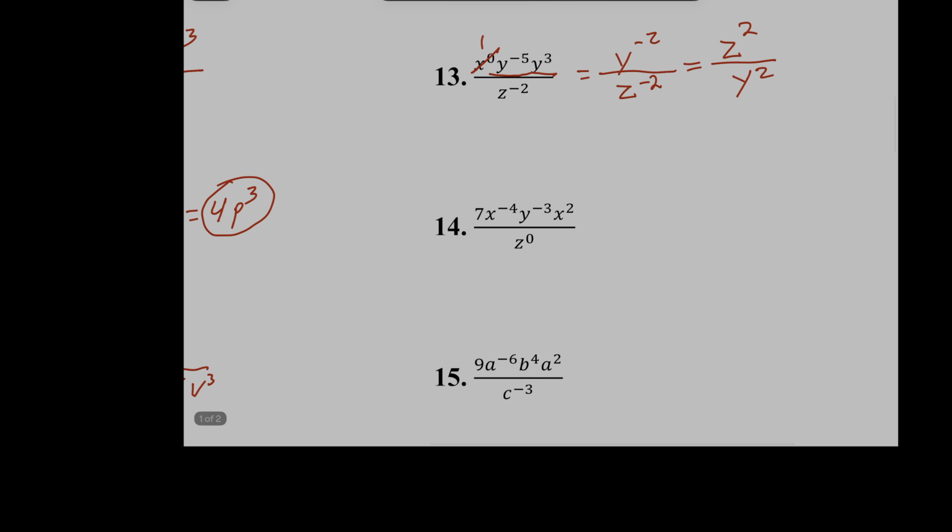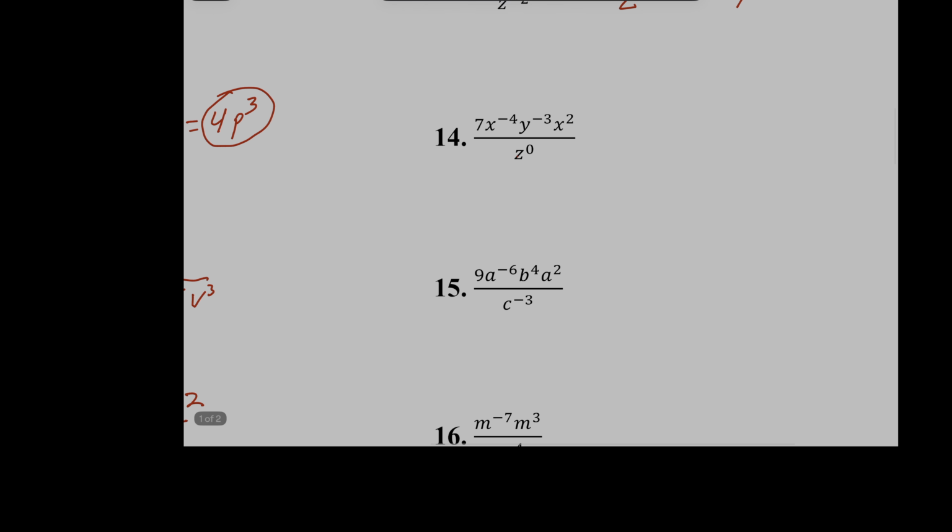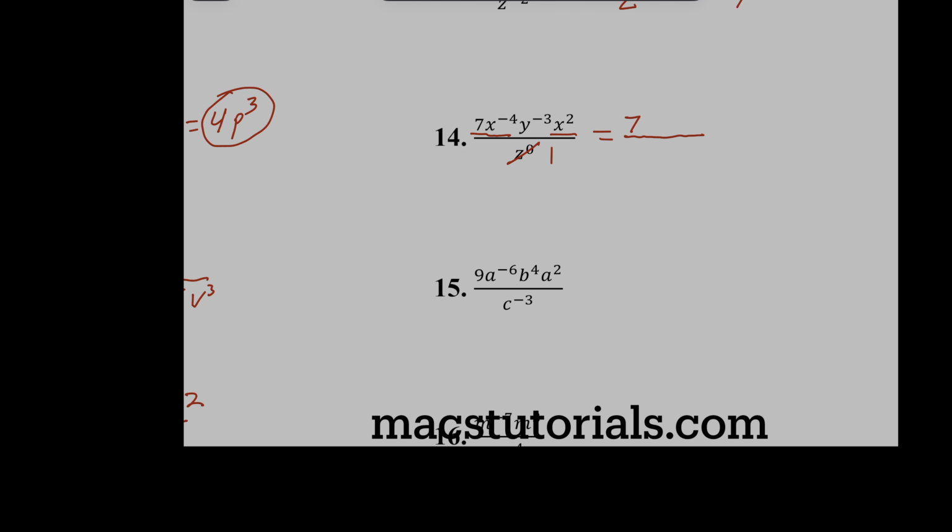Okay? Number 14, I see that I have a z to the 0. I'm going to turn that into a 1. All right, I notice that I have the 7x to the negative 4th times x squared. If you looked at the previous video on multiplying exponents, you would learn that that is going to be a 7. X to the negative 2, because when we multiply, we add the exponents. Y to the negative 3. Now I just got to get everybody on the right side. The 7 stays. The x goes down and the y goes down.